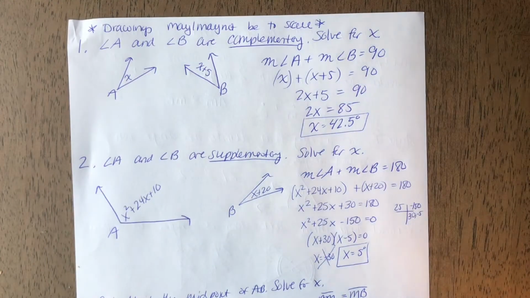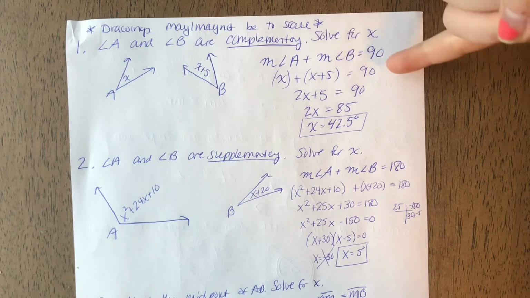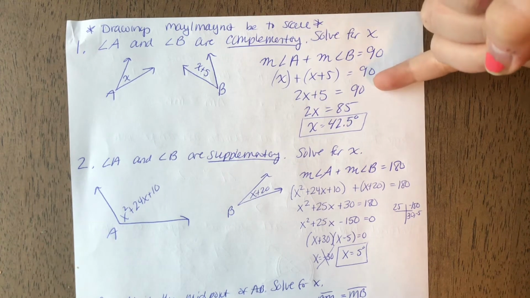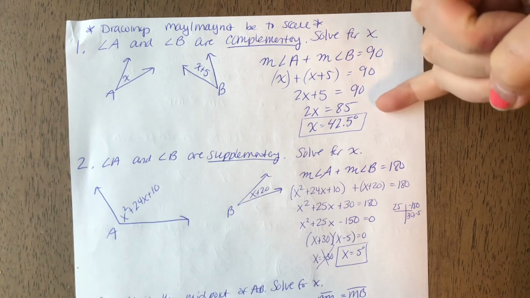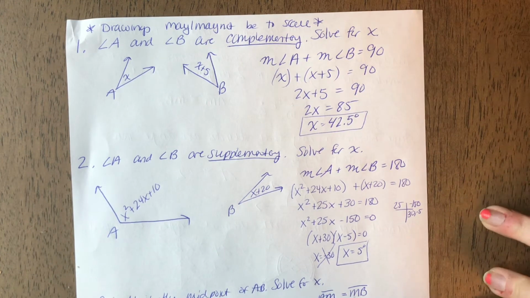Now we're going to take the theorems that we know and apply them. So if I told you that angle A and B are complementary, what that means is that they add up to 90. Then you can do substitution, combine like terms, and then subtract 5 from both sides, divide both sides by 2, and then x is equal to 42.5.